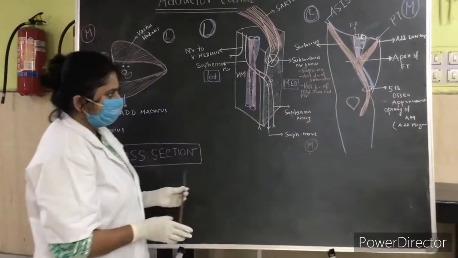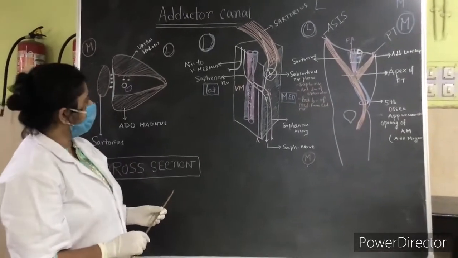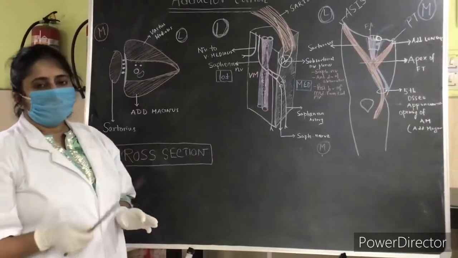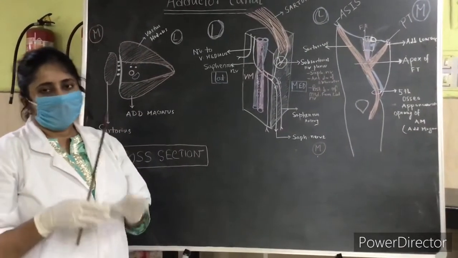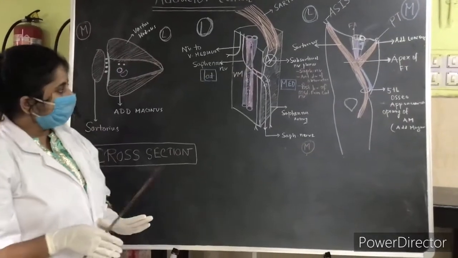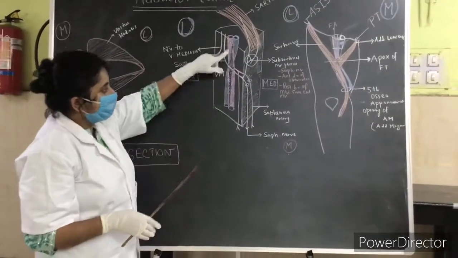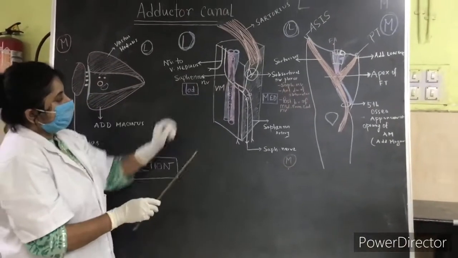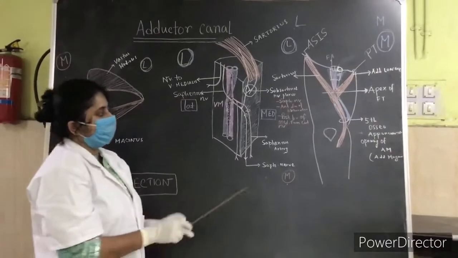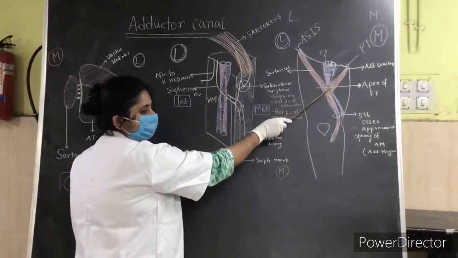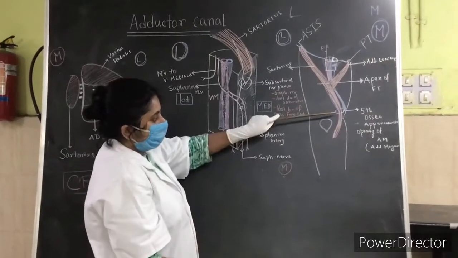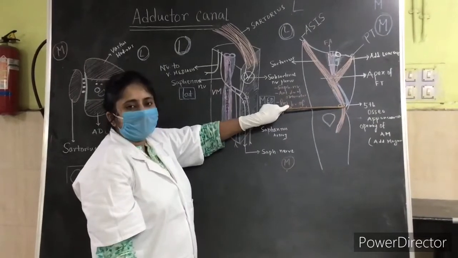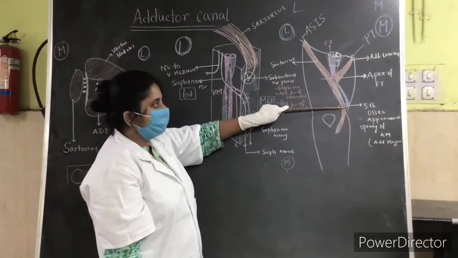Now, coming to the extent. It is a triangular muscular aponeurotic canal. It is triangular in cross section and it is muscular aponeurotic. Just like in this picture, you can see it is triangular in cross section, and it extends from the apex of the femoral triangle up to the osteoaponeurotic opening of the adductor magnus muscle. So what is the extent of the adductor canal?